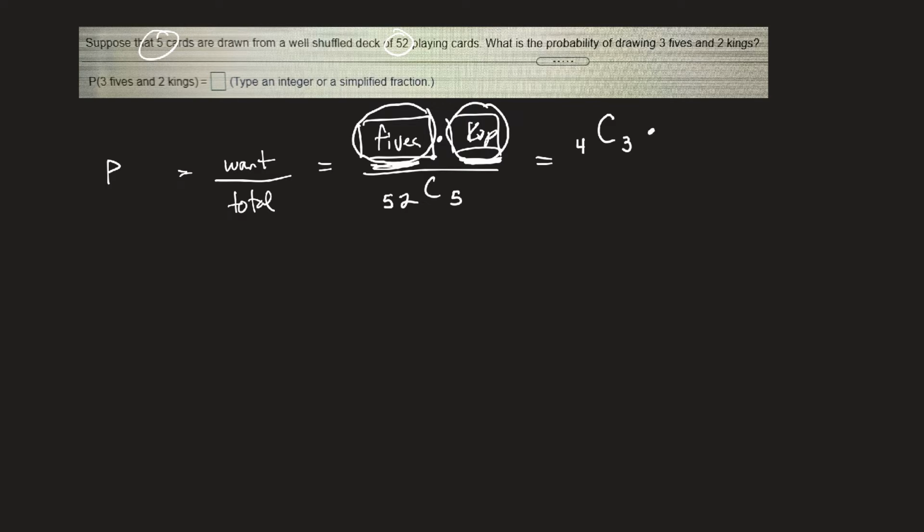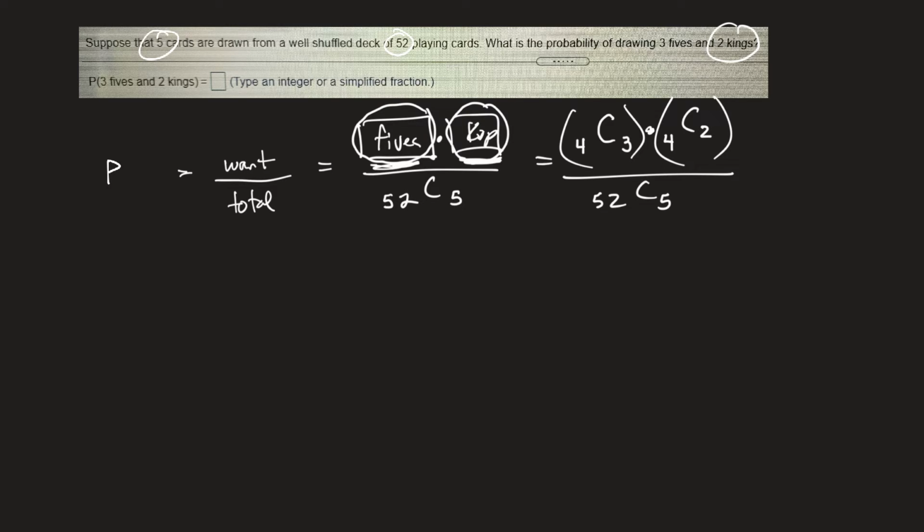So times, then how many kings are there? There's 4 kings, and from those I want to get 2 kings. So I'm choosing 2. So figure out what 4 choose 3 is, that's for my 5s. Figure out 4 choose 2, that's for my kings, and then multiply those 2. And that'll give you the top number. Over the bottom, 52 choose 5.